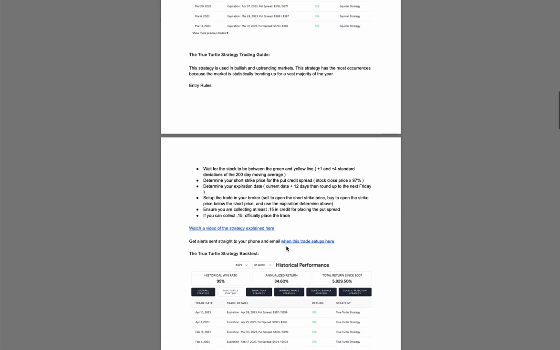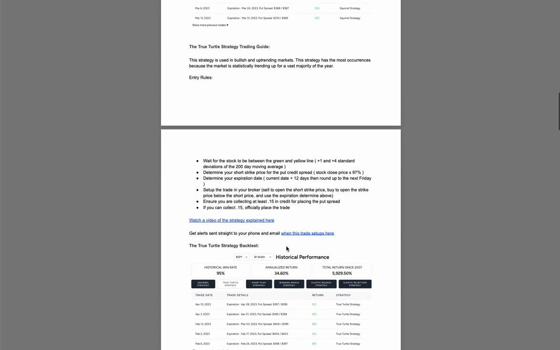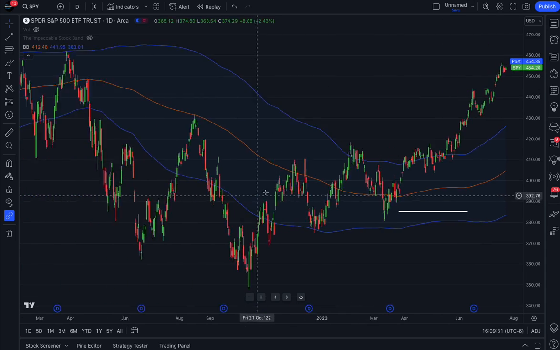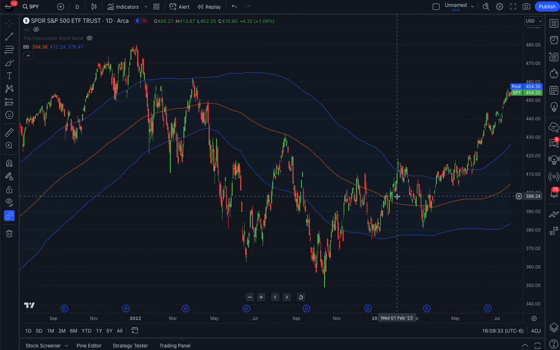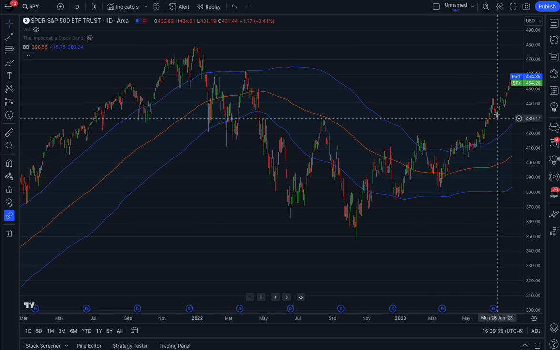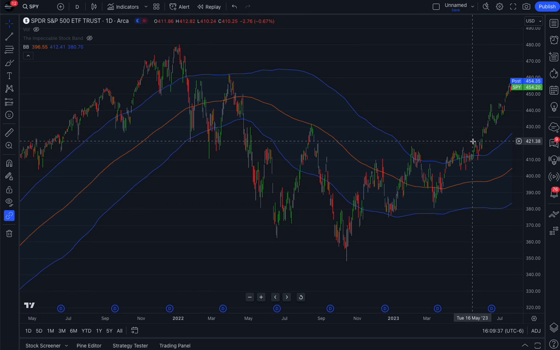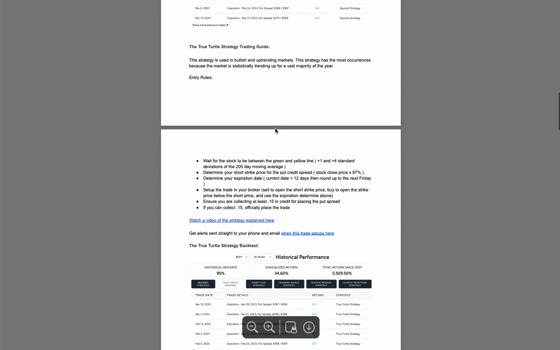Cool. Let's go jump to the next strategy though, because we're not going to be limited by only trading when it's inside this range. Next, we're going to ask, what happens if the stock or SPY is trading above this blue line? Well, that means we've now entered an uptrend period. This uptrending strategy is called the true turtle strategy right here. This is our bullish and uptrending markets.